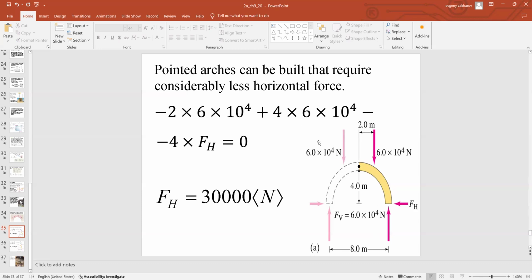Then you have 4 times 6. Where is the 4? Let's see. Yeah, the 4 is your vertical reaction, F sub V. So this is the line of action, and that's the axis of rotation. The shortest distance between the axis of rotation and the line of action is 2 and another 2, because the total is 8, so half of it is 4. And now it's positive because this force creates counterclockwise rotation. So this one is negative, this one is positive.